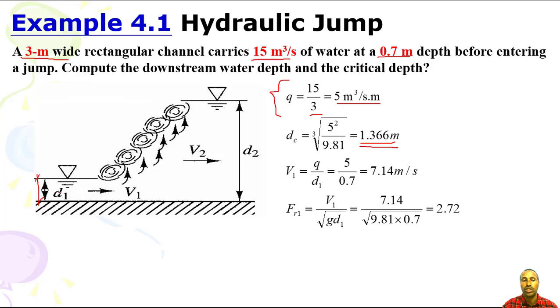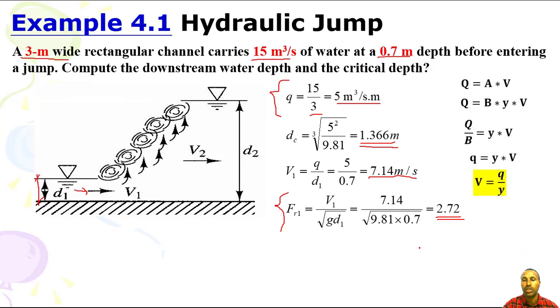Then V1, the velocity before the jump, will be Q over D1, which is 7.14 meter per second. And what will be the Froude number before the jump? V1 over square root of g times y1 for a rectangular channel. Then you have 2.72. This is greater than 1, so it is supercritical flow.